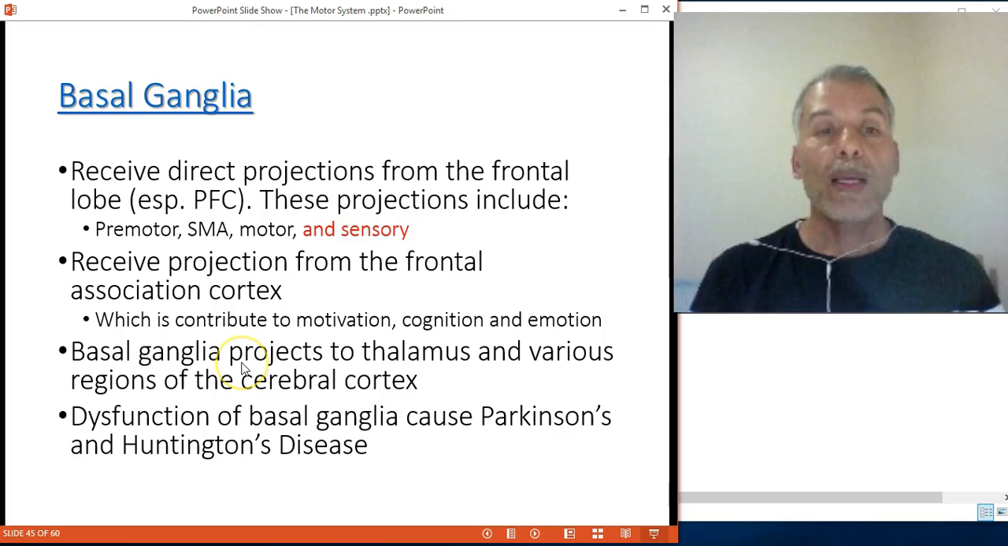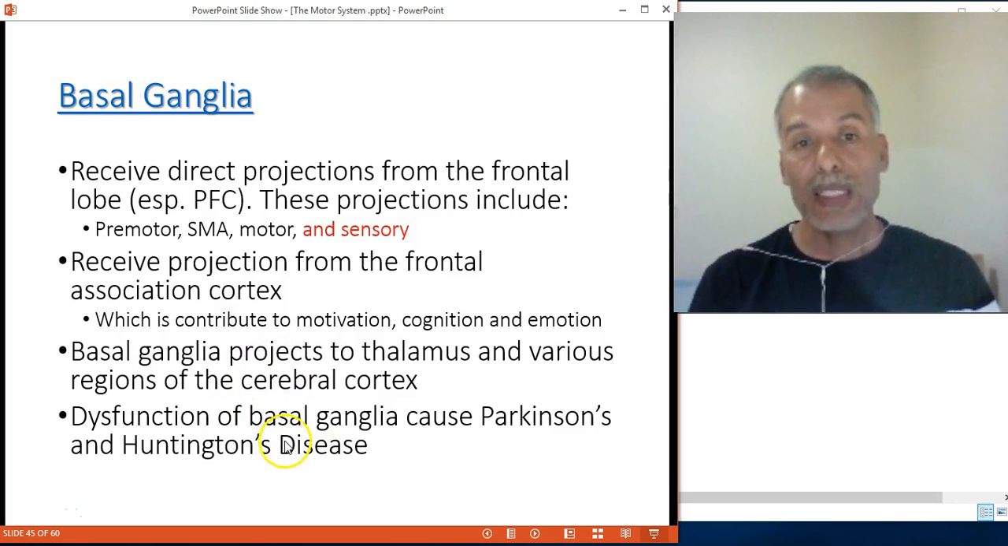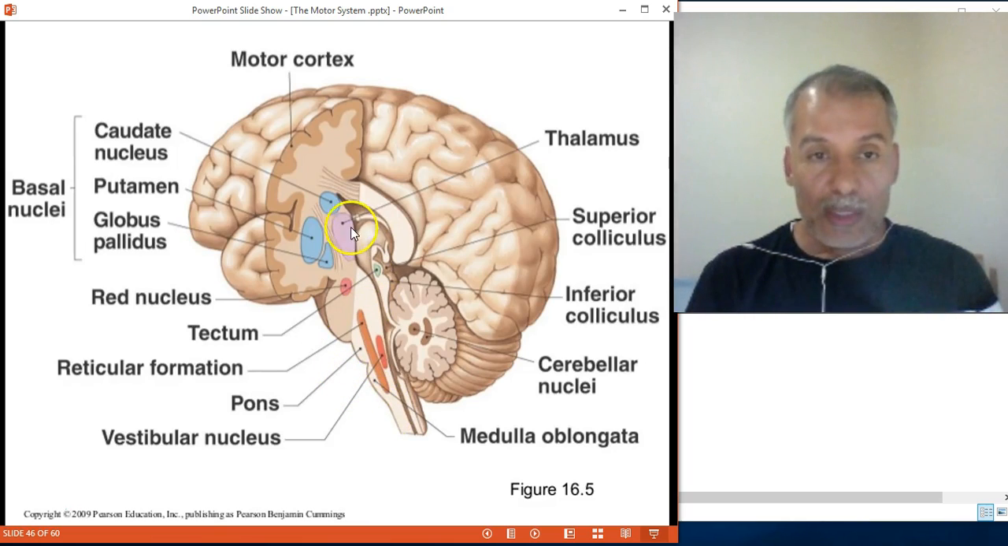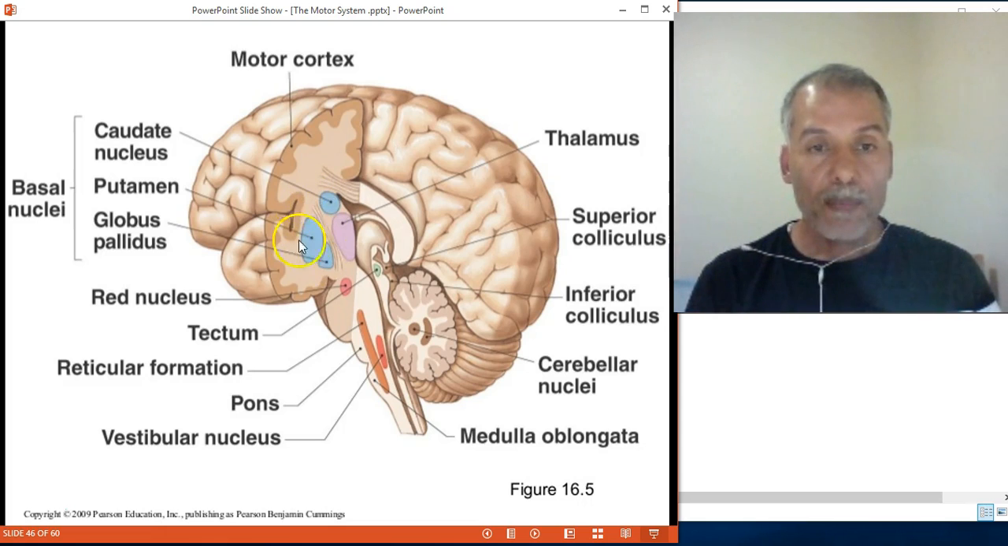So the basal ganglia now send signals. They have connections with the thalamus and other parts of the cerebral cortex. So if there's damage to the basal ganglia, then that will cause Parkinson's disease. Like Michael J. Fox or Muhammad Ali had Parkinson's disease. So you could see here is the thalamus. Here are cross-sections of the basal ganglia.